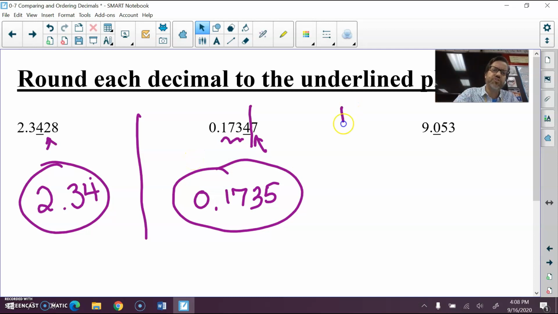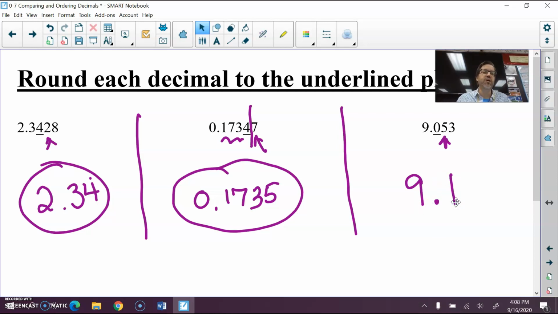One more on this page. I have 9.053, and we're going to round to the nearest tenth. In the tenths place, I have a 0. To the right of that is a 5. And 5 or more, let it soar. So when I round to the nearest tenth, this becomes 9.1.